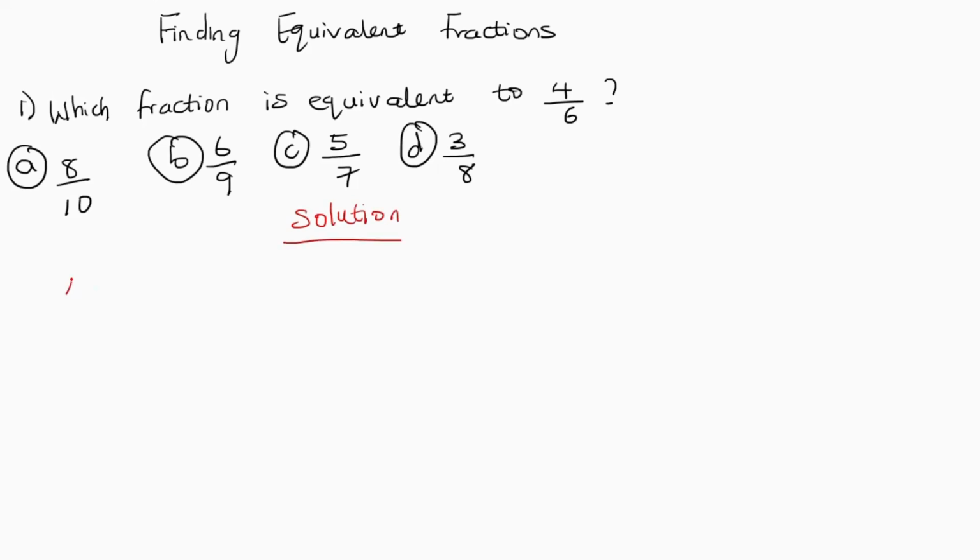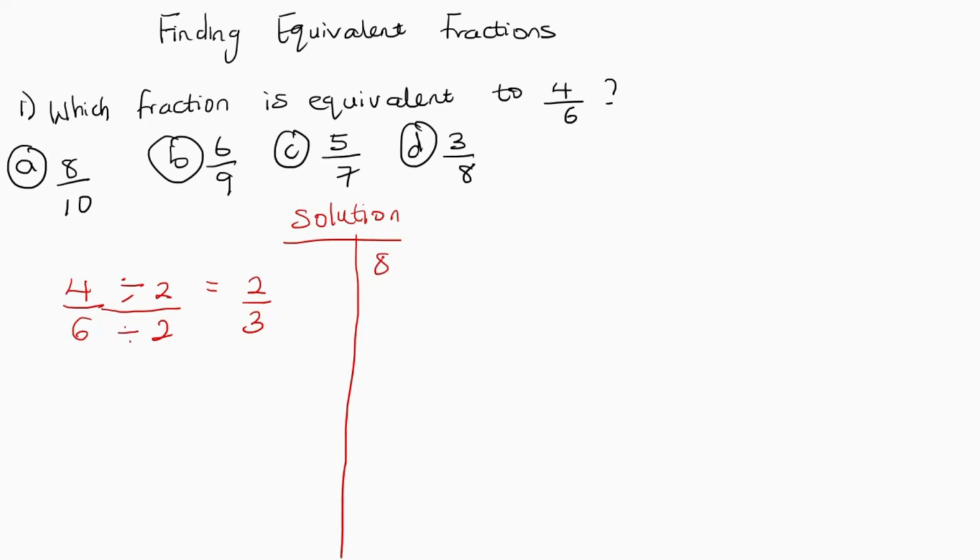Alright, so we have 4 over 6. The first thing we want to do is to divide by the smallest number we have. We're going to divide by 2. So we divide this by 2 and we also divide this by 2. 4 divided by 2 will give us 2 and 6 divided by 2 will give us 3. So we want to look through all of these options and look for the particular number that's going to be equivalent to 2 over 3. Let's try this out.